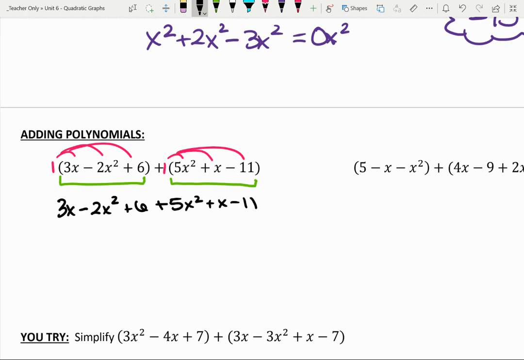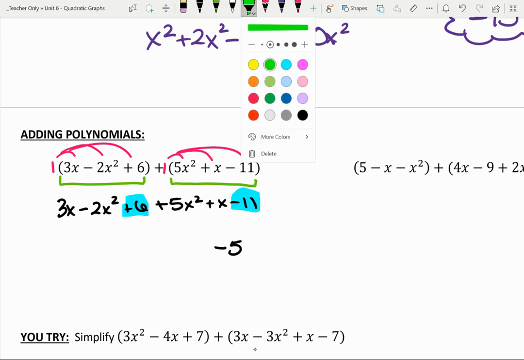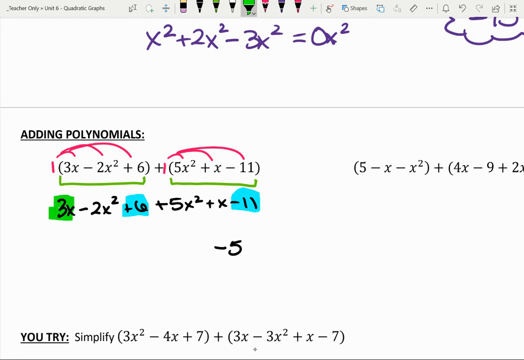So I'm just going to rewrite that, and all of a sudden this looks like my examples from before. I'm just combining or identifying like terms. So I'm going to combine my 6 with my negative 11 to make negative 5. I'm going to combine my 3x and x to make 4x.